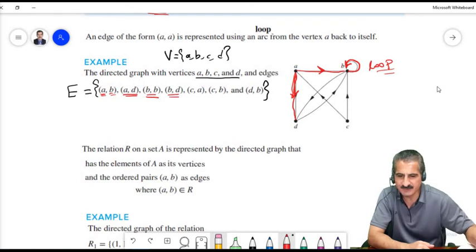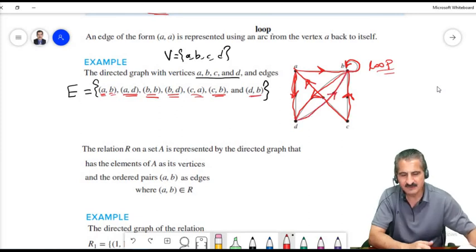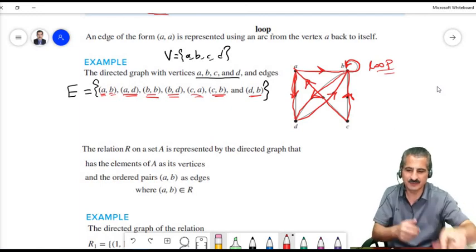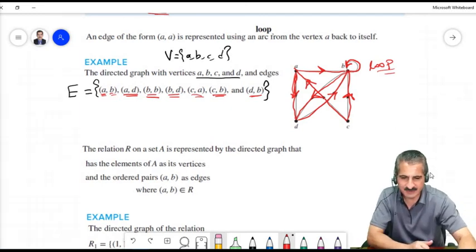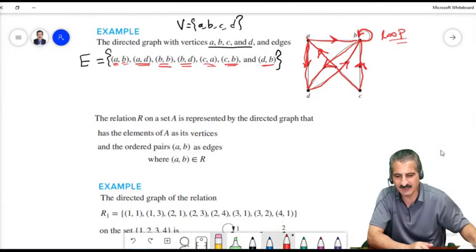B to D. Where is B to D? Here we go. B all the way to D. C to A. Where is C to A? Okay, it is from here to here. This is C to A. C to B. Okay, this is C to B. And D to B, going the opposite way. We have B going to D and D going to B. Okay, so these are simply the directed graph, and we can have this as a relation.